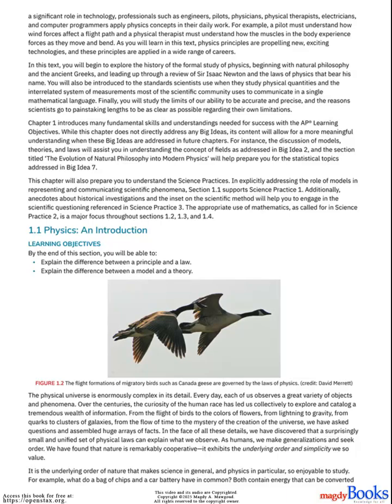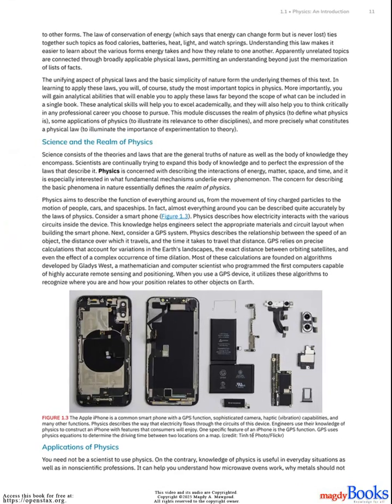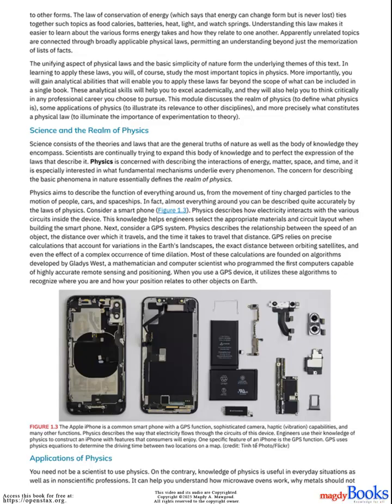For example, what do a bag of chips and a car battery have in common? Both contain energy that can be converted to other forms. The law of conservation of energy, which says that energy can change form but is never lost, ties together such topics as food calories, batteries, heat, light, and watch springs. Understanding this law makes it easier to learn about the various forms energy takes and how they relate to one another. Apparently unrelated topics are connected through broadly applicable physical laws, permitting an understanding beyond just the memorization of lists of facts.